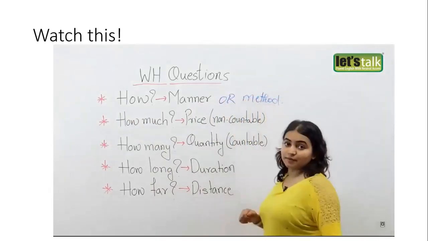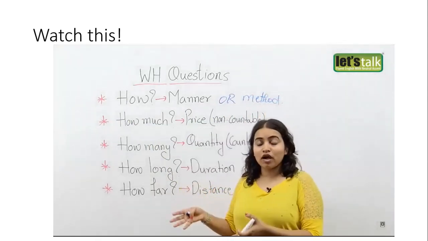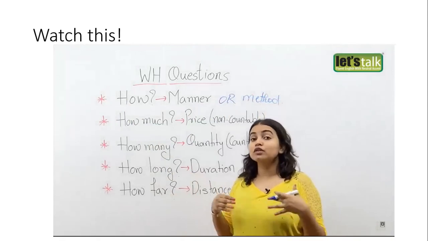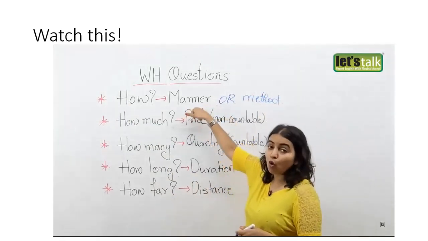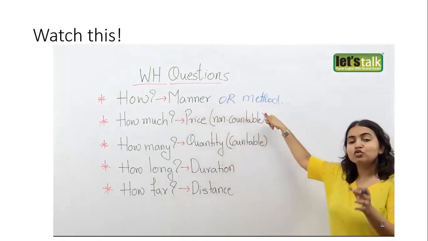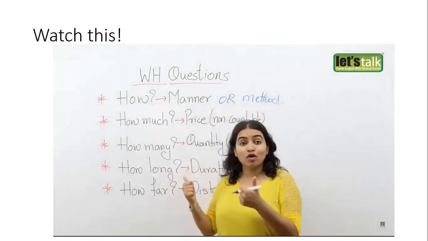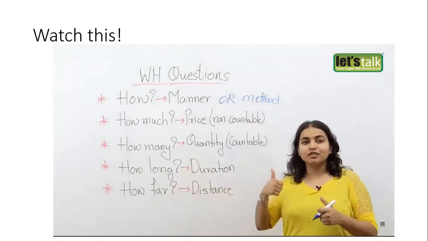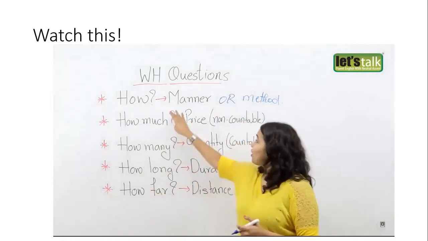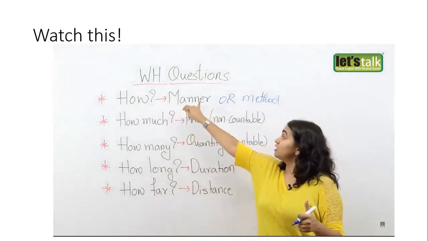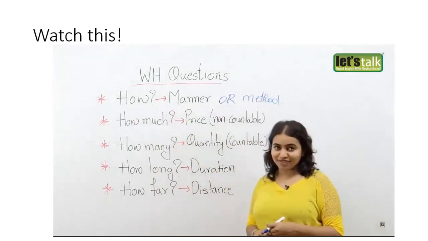of doing something. So if I were to ask you, how do you go to work, or how do you commute to work? I'm talking about a manner or method that you use to go to work. So you could tell me, I drive to work, or I take the train, or I take the bus, or I take a cab. So how, in a way, denotes the manner or the method of doing something.